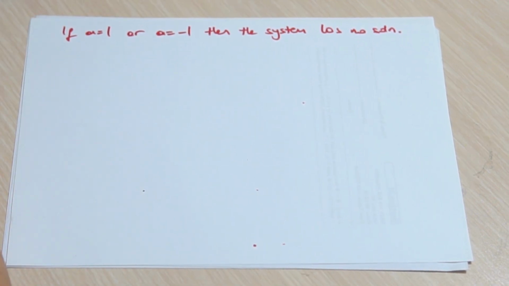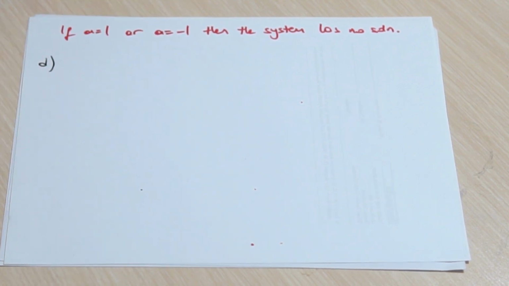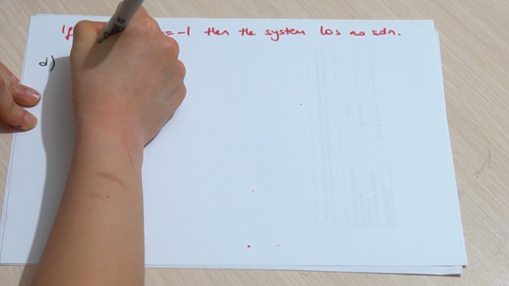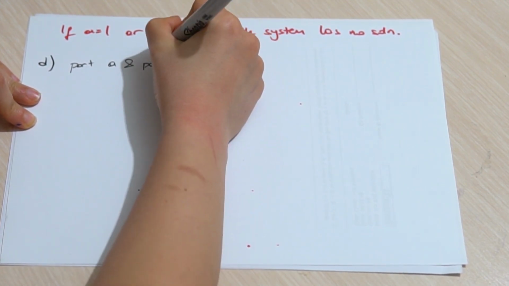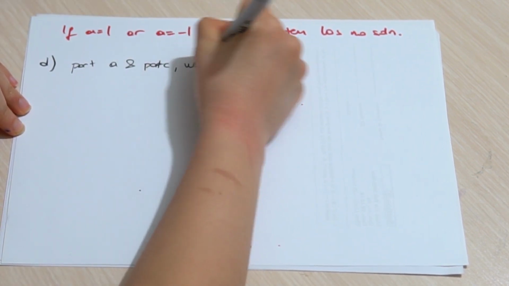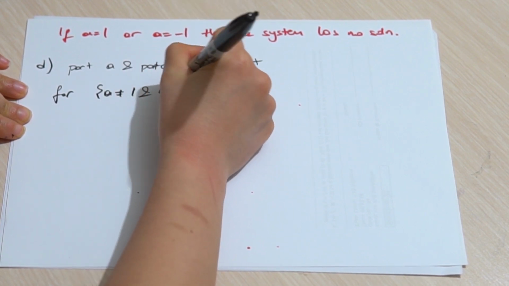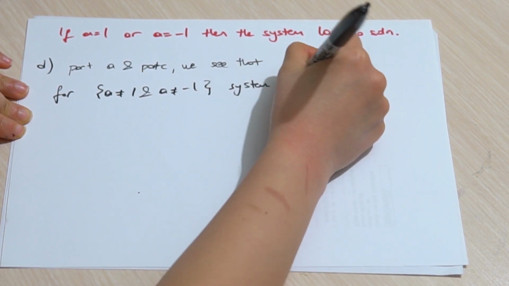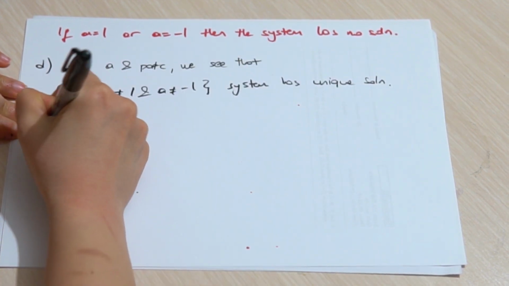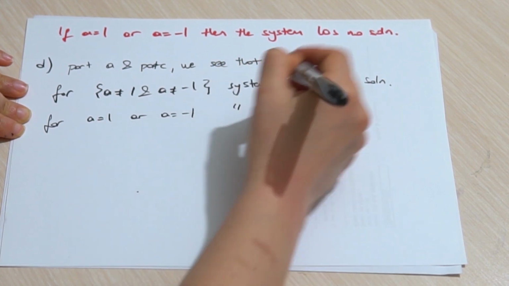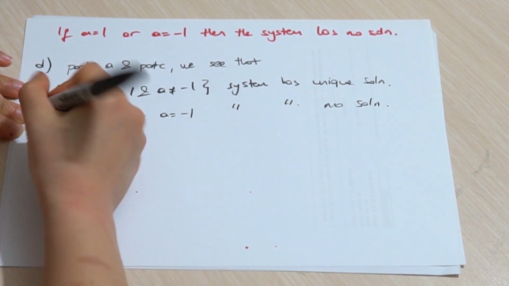Now for part B, we need to find where the system has infinitely many solutions, right? In part A, we showed that if a is not equal to 1 and a is not equal to minus 1, then the system has a unique solution. And in part C, we showed that if a is equal to 1 or a is equal to minus 1, then the system has no solution. So from part A and part C, we see that for a not equal to 1 and a not equal to minus 1, the system has a unique solution. For a equal to 1 or a equal to minus 1, the system has no solution. There is no remaining case.